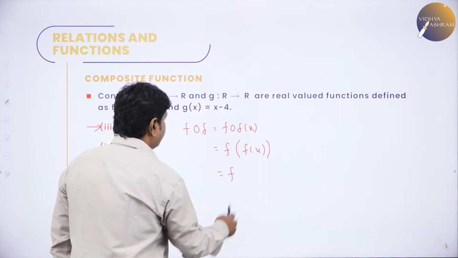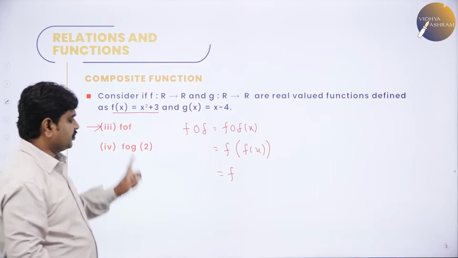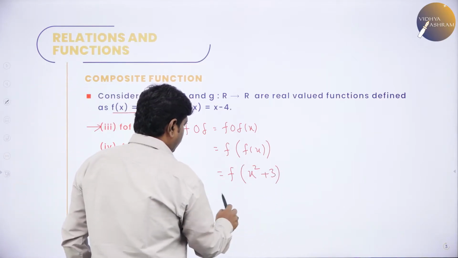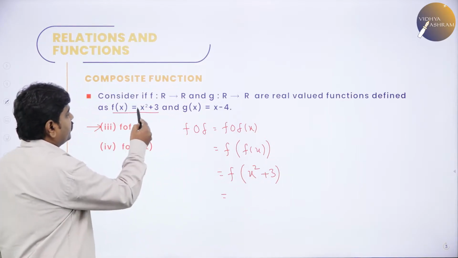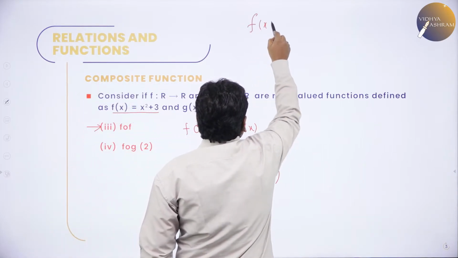Further, what is f of x? In the question, what is f of x they give? F of x is x square plus 3. In the place of the inner f of x, put what? X square plus 3. Now I have f of x square plus 3. Now again, what is f of x? F of x is x square plus 3. If you read the question, they gave f of x.